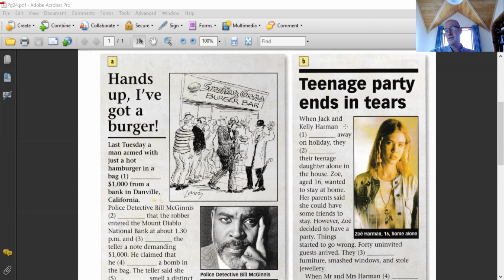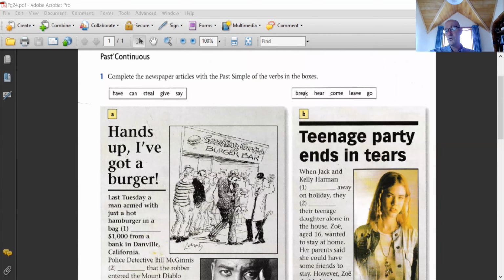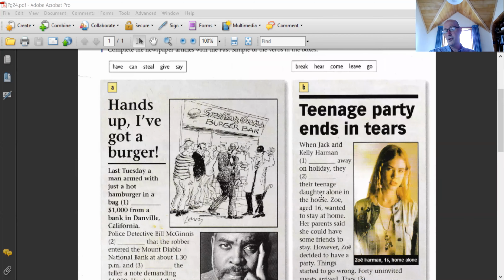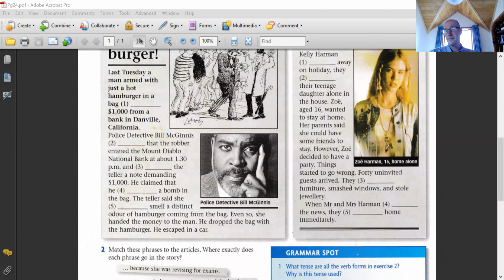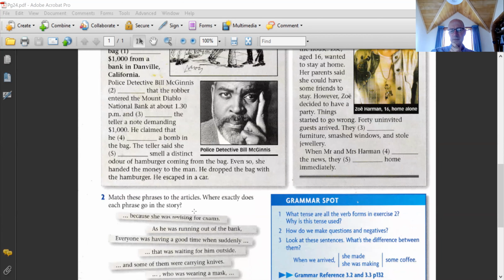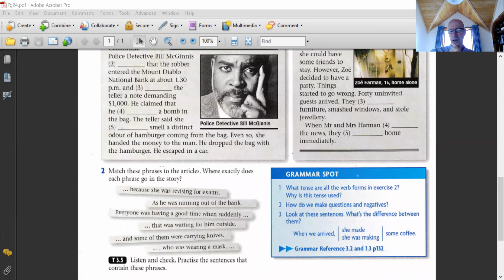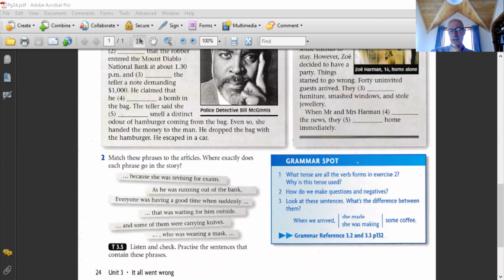And the same with this story about the teenage party. So here's the words here for story B. The infinitives, change the infinitives into the past and put them in the right places in the story. The next part of the class is match these phrases to the articles. Where exactly does each phrase go in the story? So we have something here. As he was running out of the bank.